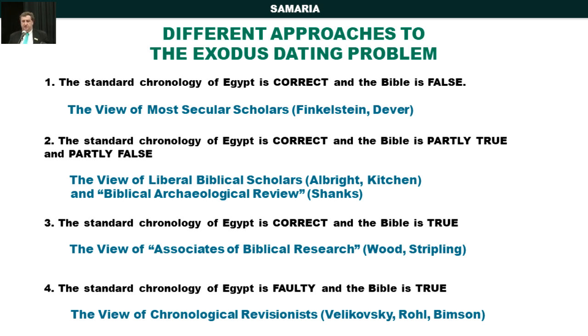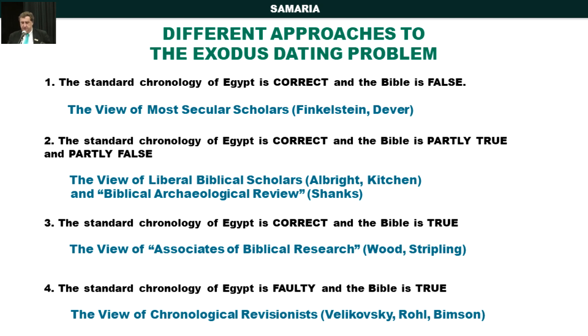Now, the second approach is the view that the standard chronology is correct and the Bible is only partly true, and by extension, it is partly false. Now, this is the view of liberal Bible scholars such as William Albright, Kenneth Kitchen, and the main contributors to the Biblical Archaeological Review magazine. Now, the dominant view amongst these is that the Exodus took place during the 19th dynasty around 1250 BC.